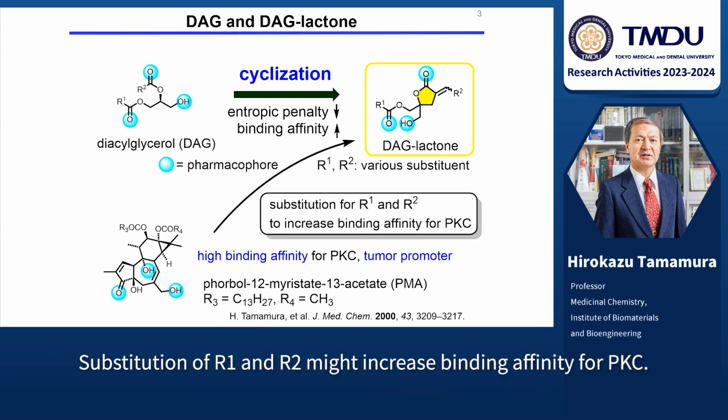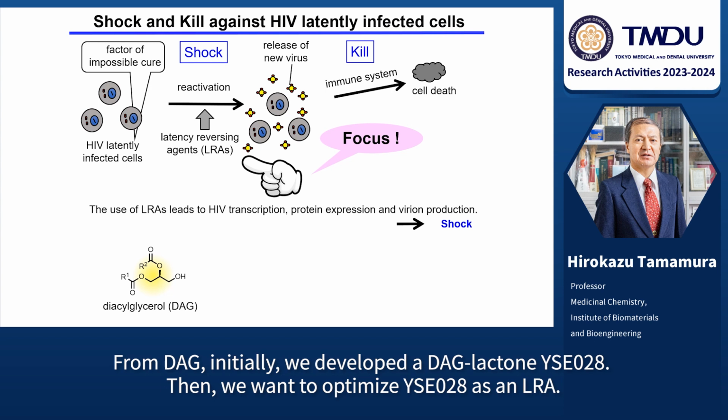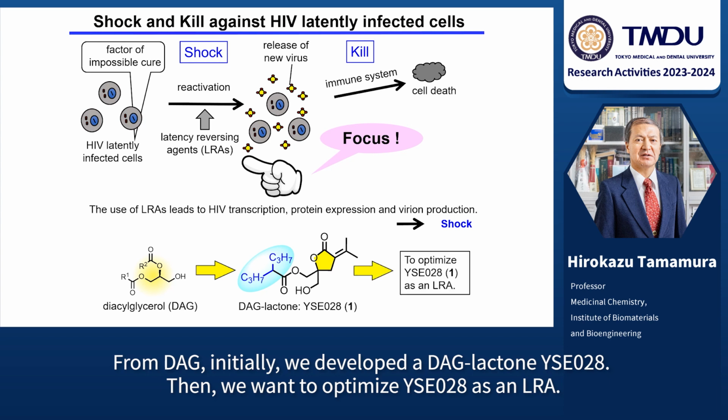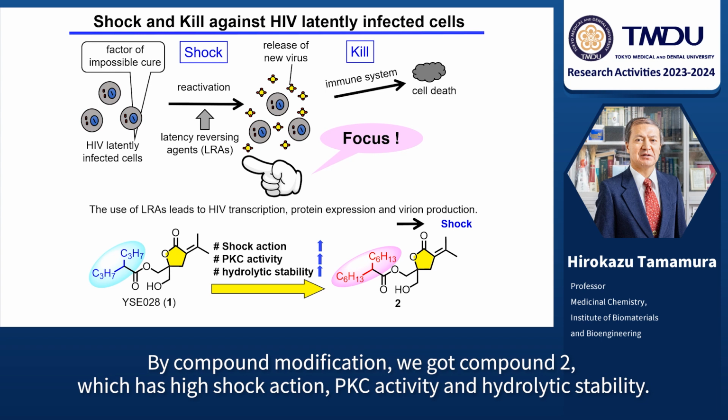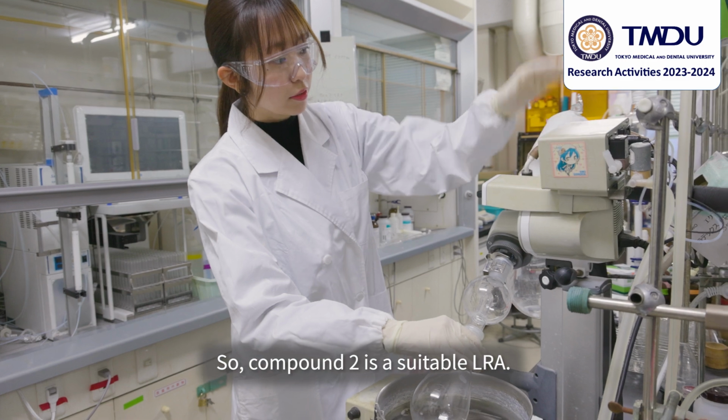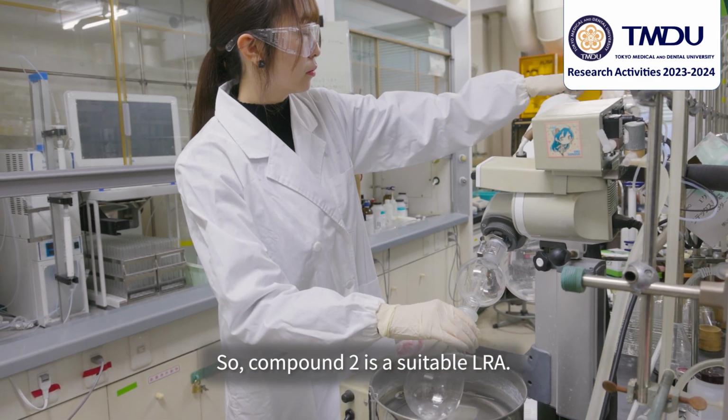Substitution of R1 and R2 might increase binding affinity for PKC. From DAG, initially we developed a DAG-lactone, YSE028. Then we want to optimize YSE028 as an LRA. By compound modification, we got compound 2, which has high shock action, PKC activity, and hydrolytic stability. So compound 2 is a suitable LRA.